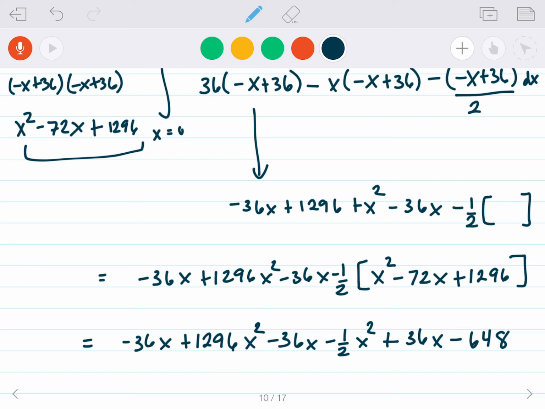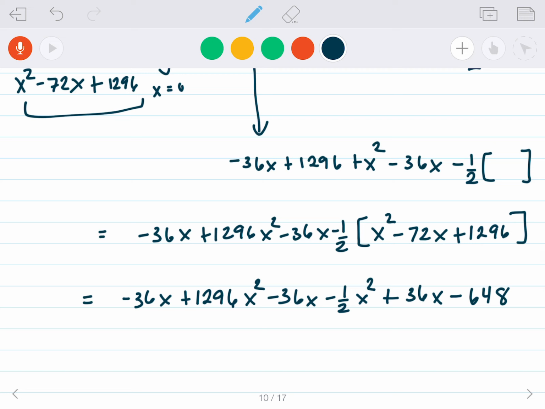All right. Let's go ahead and combine like terms. And hopefully I didn't mess this up somewhere. We're all going to hope for that. Okay, so 1296. These clear, that's cool. Okay, so this is minus 36x. Oh, there we go again with the donuts. Minus 648. Okay.